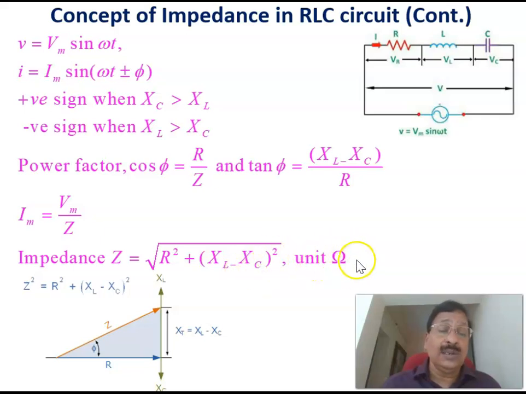The unit is ohms, and this ratio Vm divided by the impedance is equal to the maximum value of the current Im. Therefore, I equals Im, that is Vm by Z, into sin(omega t plus or minus phi). If XC is more than XL, it is a positive sign. If XL is more than XC, it is a negative sign. Therefore, this is again the impedance triangle.